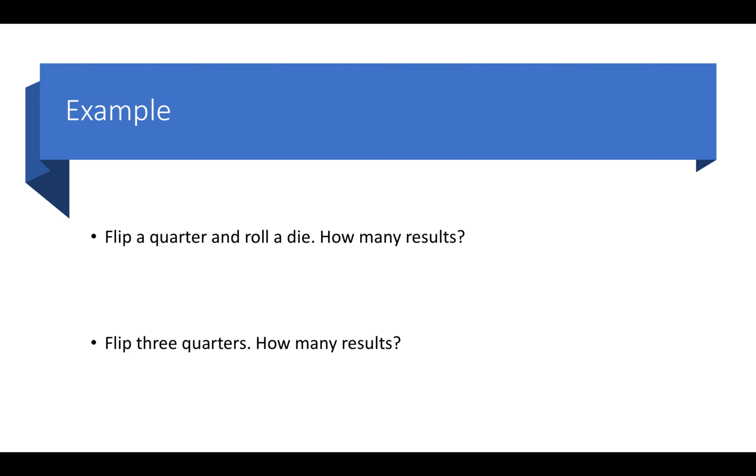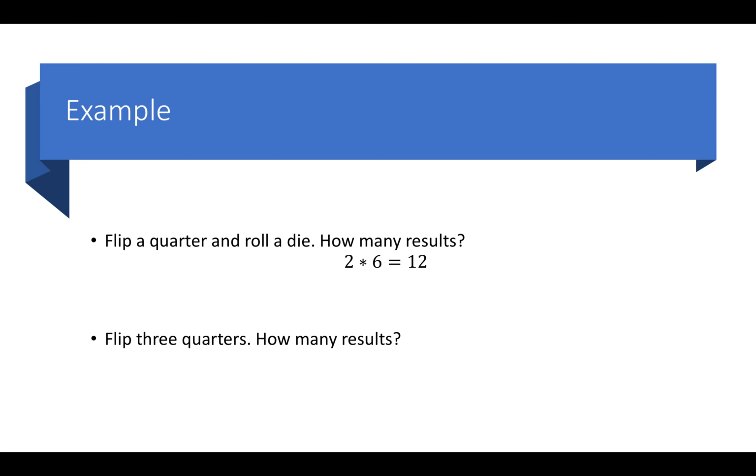So a couple quick examples. Flip a quarter and then roll a die. How many results? Two-step process. Flip a quarter. Two things can happen. Roll a die. Six things can happen. So overall, I would multiply them. 2 times 6. 12 different possibilities. And certainly that's one where I could write the entire sample space down and I would confirm there are 12 possibilities. Flip 3 quarters. So a three-step procedure.